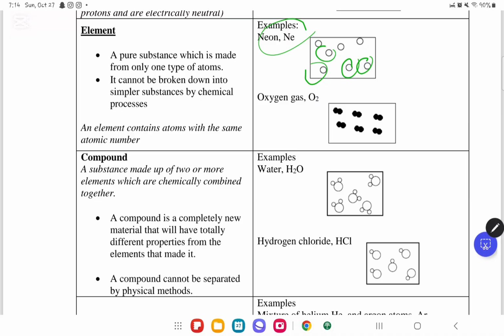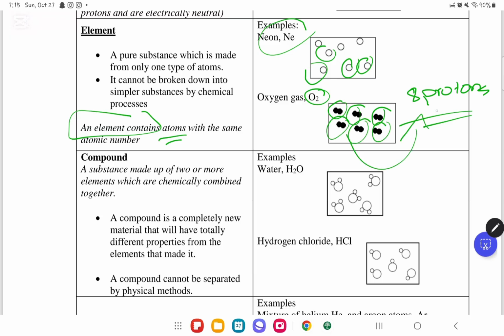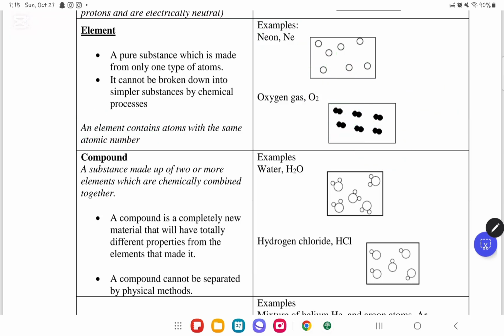So an element always contains the same atoms that have the same atomic number, meaning the same number of protons. For example, oxygen, O2, has 8 protons. So let's say one oxygen has 8 protons. If we're talking about O2, I think it's also going to be 8 protons. So this has 8 protons, this has 8 protons, all of them have 8 protons. So, like this, we finished talking about elements.